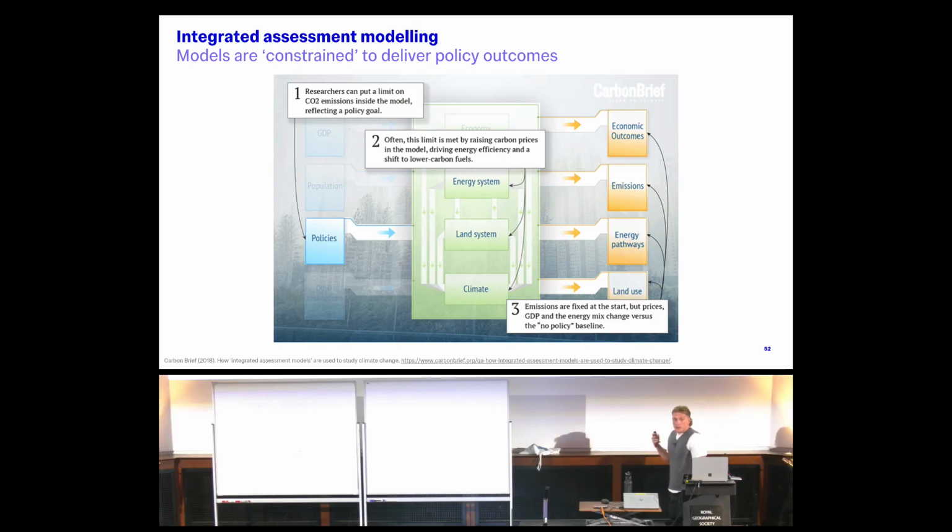So the emissions are fixed at the start because we've given it this emissions limit. But prices and GDP and the energy pathway, the land use pathway changes. And these are the useful outputs from the model. They give us an idea, a pathway, a route, a roadmap to how we can reduce emissions at the lowest cost.